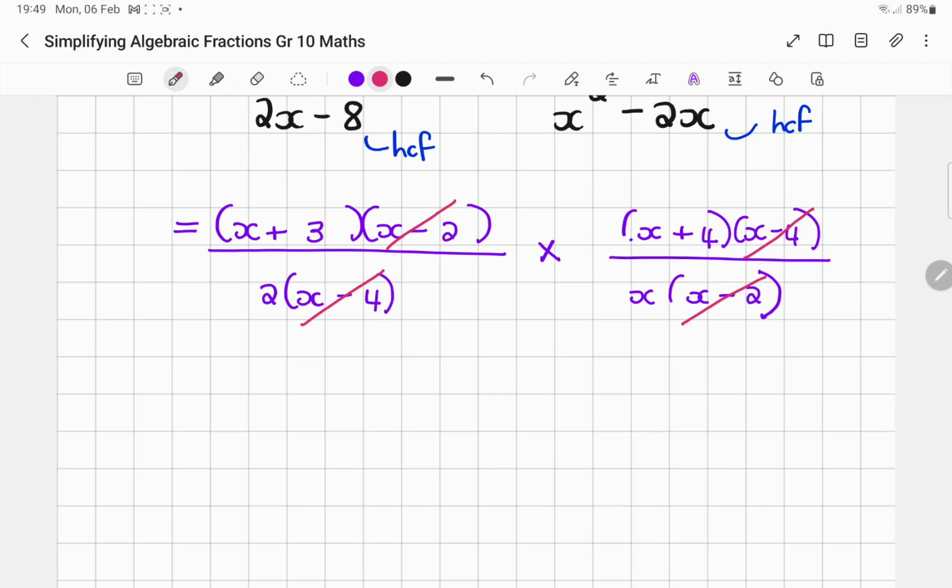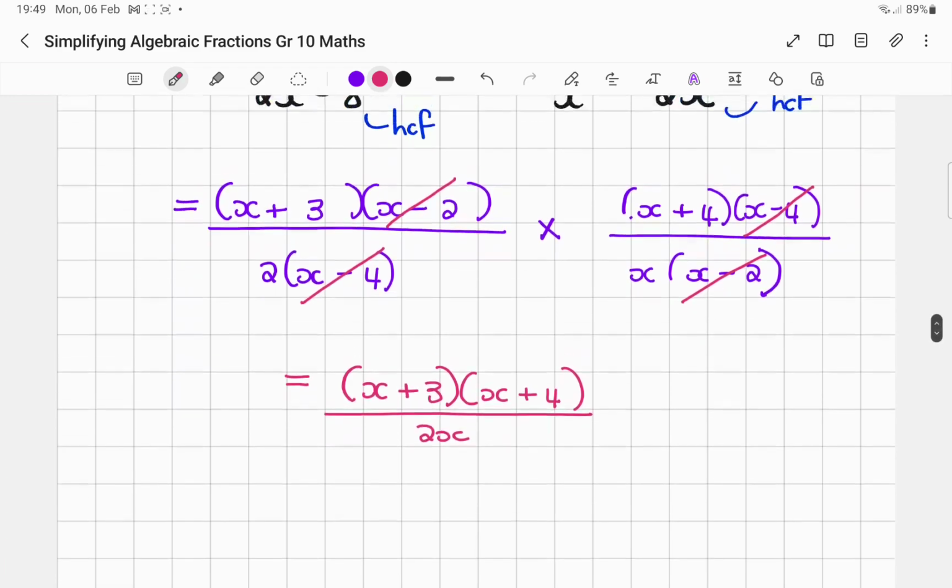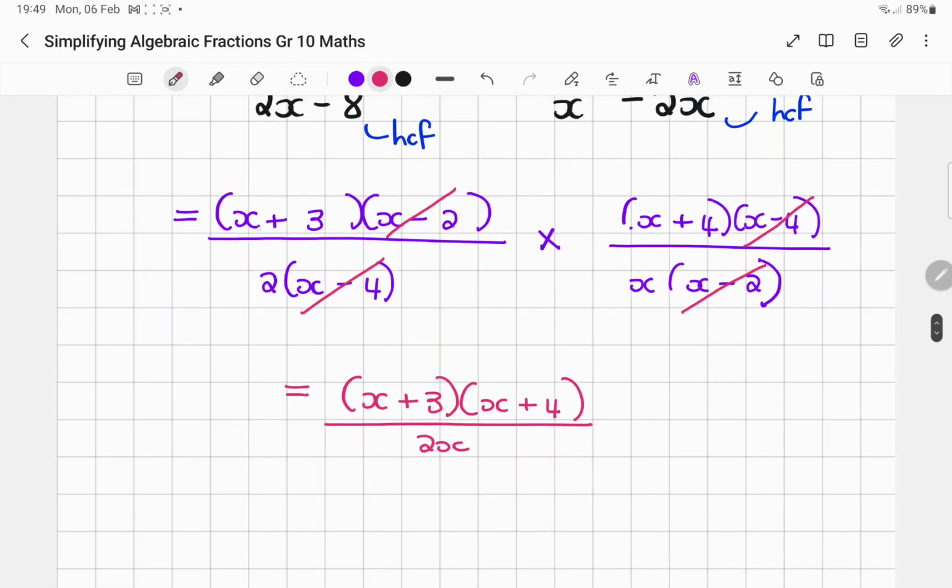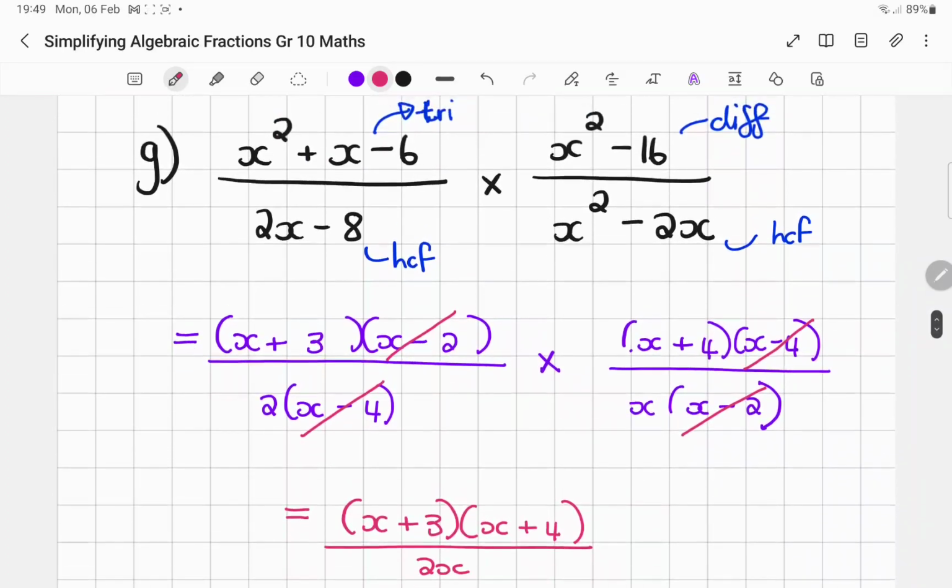Then, is that it? All right, let's bring it all together. What do we have left? x plus 3, x plus 4, all over 2x. There's nothing more I can do. Can't cancel out anything else, so that is my answer. All right, so at the end, you just bring it all together. Remember, it's the top times the top gives you the top. Bottom times the bottom gives you the bottom. All right.